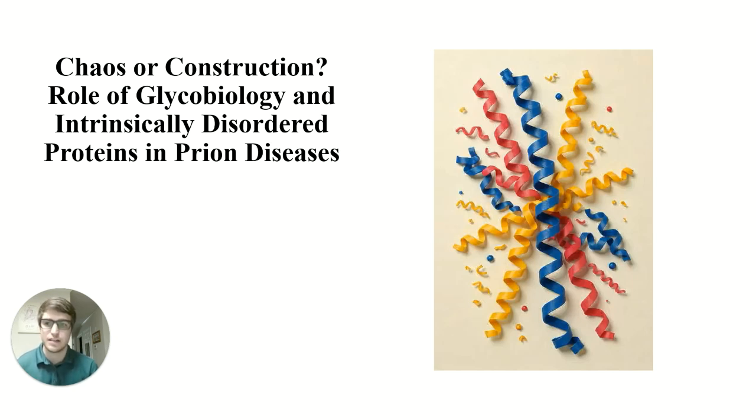So this one is titled Chaos or Construction, Role of Glycobiology and Intrinsically Disordered Proteins in Prion Disease. Prion disease is also referred to as mad cow disease, or the scientific term is transmissible spongiform encephalopathy. But for practical purposes, I'm mainly going to refer to it as prion disease, or Kuru, which some ancient tribes used to call it by that name.